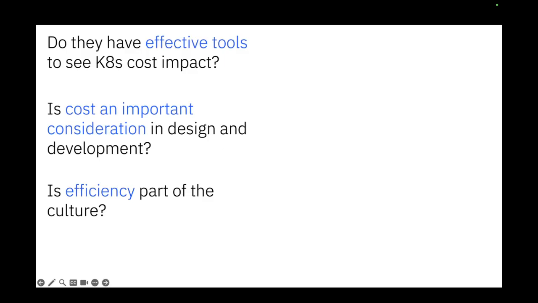I think this is really like the litmus test for whether your engineering team needs it. Do they have the right tools? Is cost an important consideration in what you're doing? Is efficiency a part of your culture? And if the answer is no to all of these, you're probably very early on in your FinOps journey for Kubernetes. But if you're answering yes to some of these things, maybe you're somewhere in that walk to even run phase.